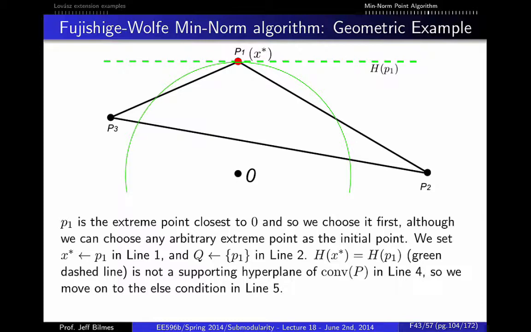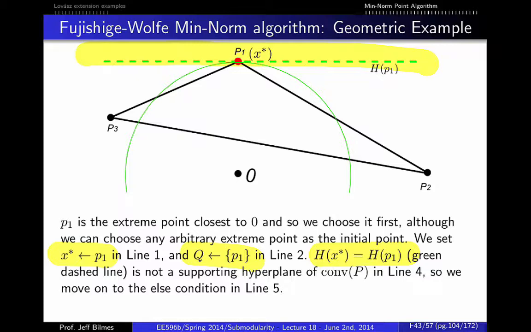So then what we do is we set x star equal to P1 in line 1 of the algorithm. Q is just going to be the set of size 1. So that means that x is in the convex hull of Q. And then h of x star is this hyperplane, the green dashed line. And it's not a supporting hyperplane of the convex hull, right? Because what is the convex hull of P? It's basically the whole polytope. It does not separate the origin from the polytope.